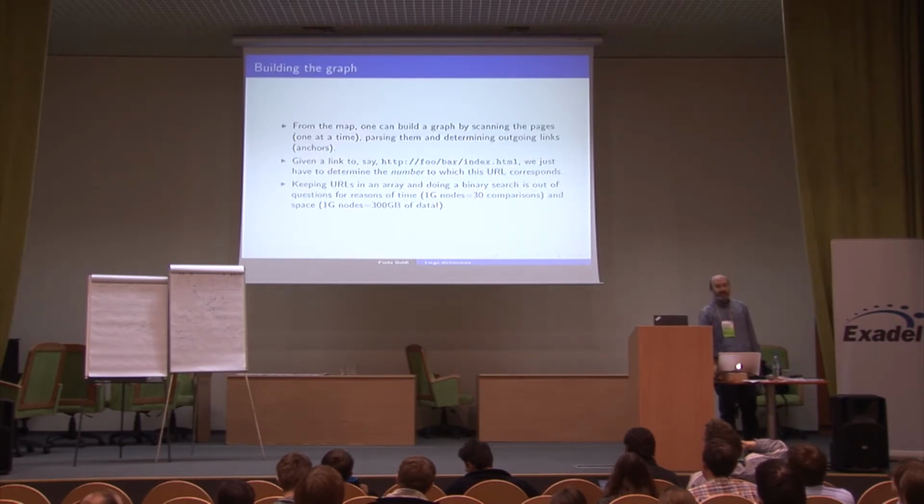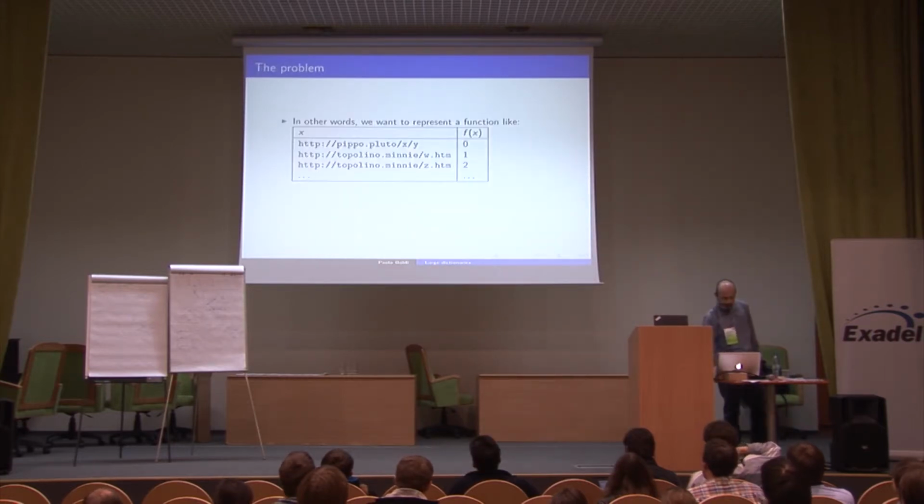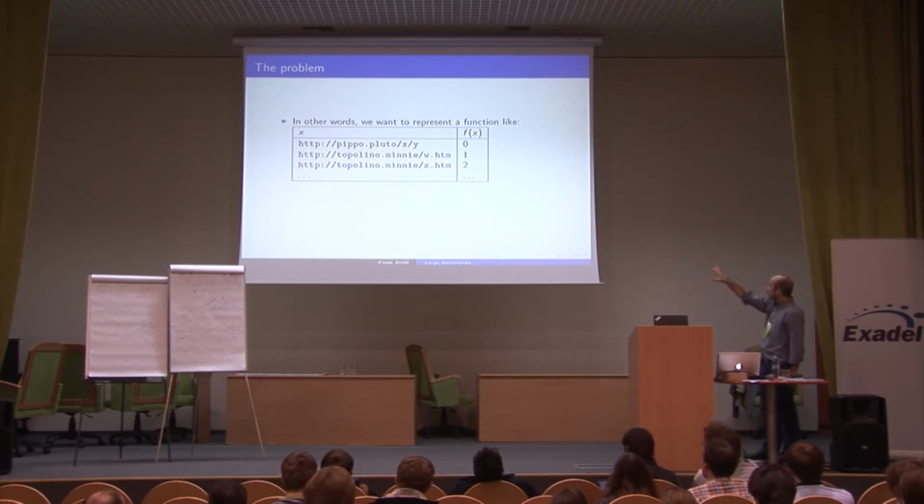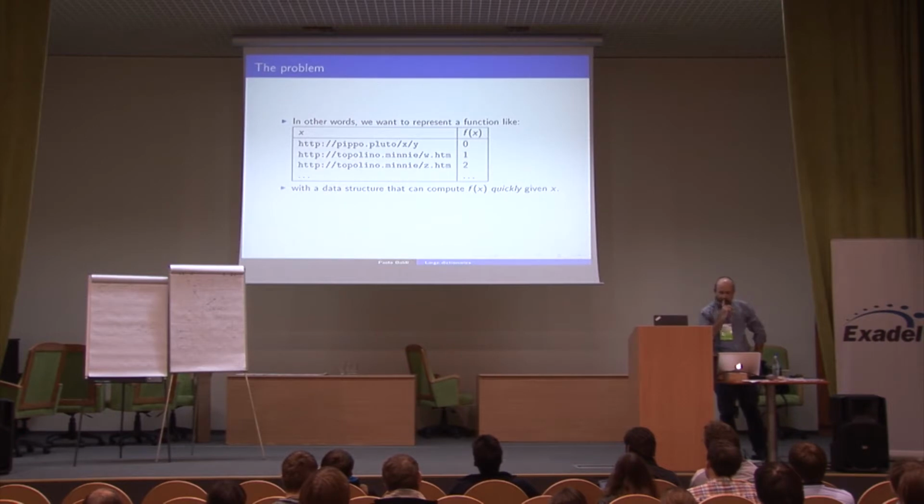So the problem is trying to solve the very same problem without keeping the strings in memory. This is the problem restated in another way. You want to map x to f of x, where x and f of x are specified in this table, without keeping the x's in memory. And you want to do that quickly. So given x, you want to compute f of x very quickly.